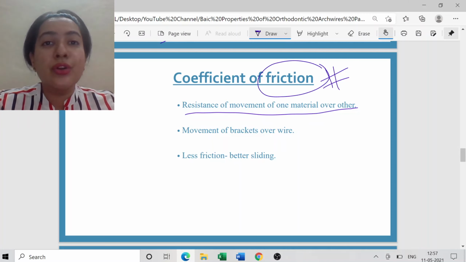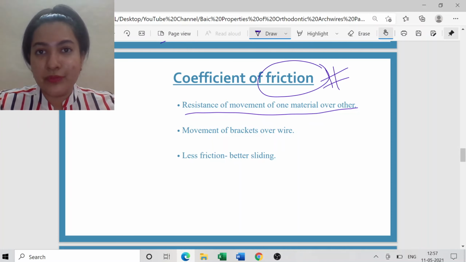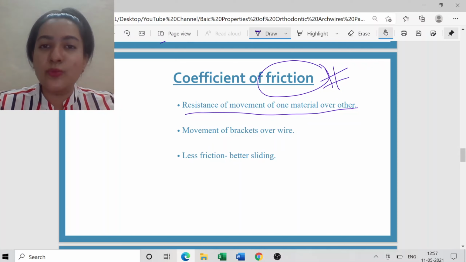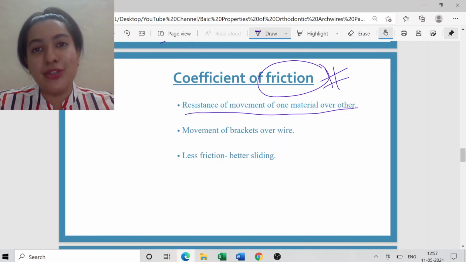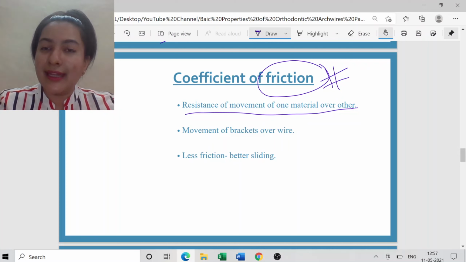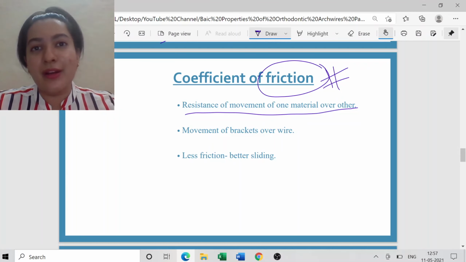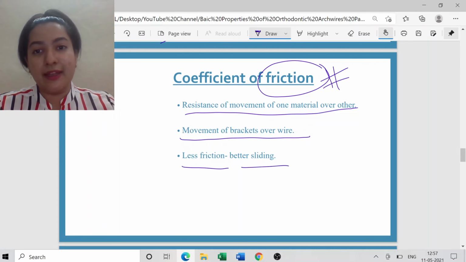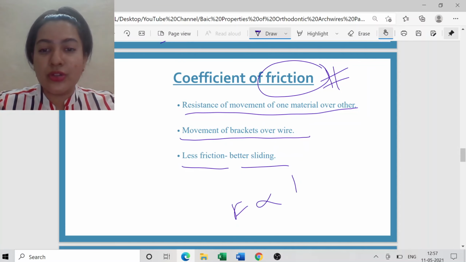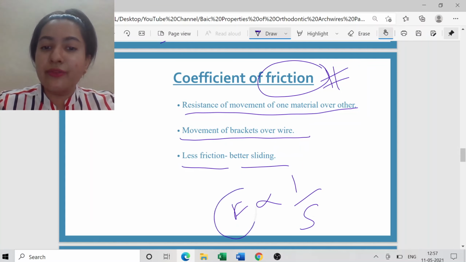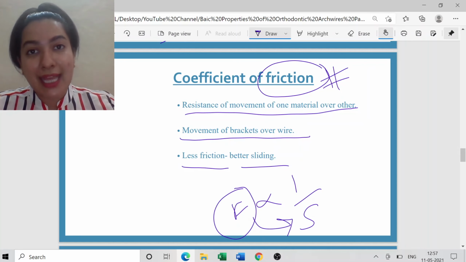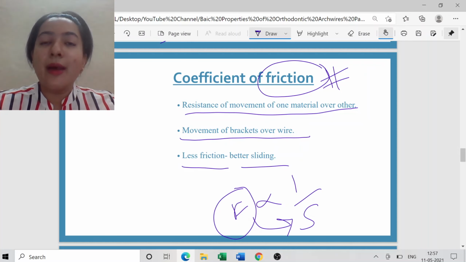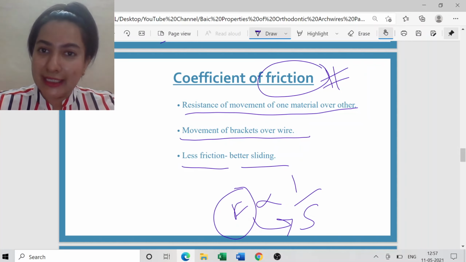So friction is not desirable. We do not want friction to occur. We want smooth gliding movement so that materials can glide over each other. Only if the brackets can glide over the wire easily will my tooth movement occur smoothly. So this is movement of brackets over the wires. If there is less friction, there is better sliding. So friction is inversely proportional to sliding. We do not want friction in orthodontics, because that will ultimately hamper my sliding. And if my sliding gets hampered, my tooth movement will reduce, and my orthodontic treatment duration will increase.